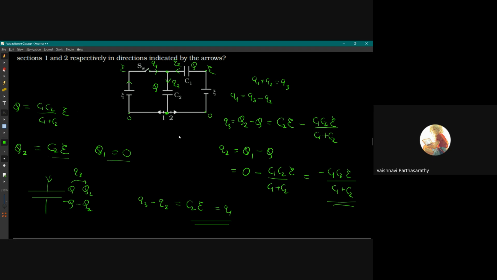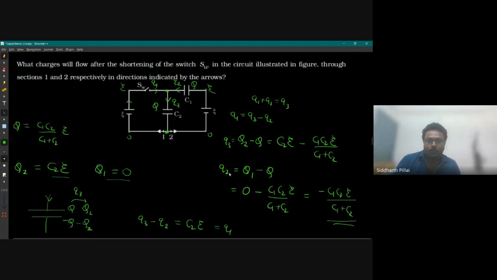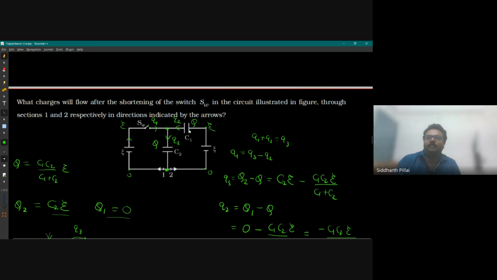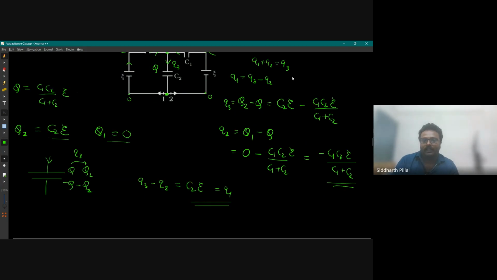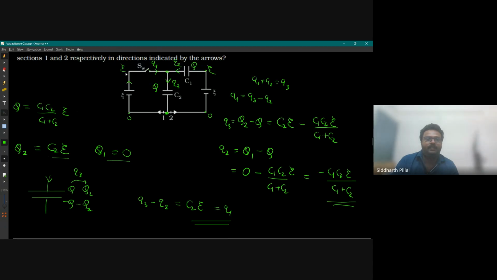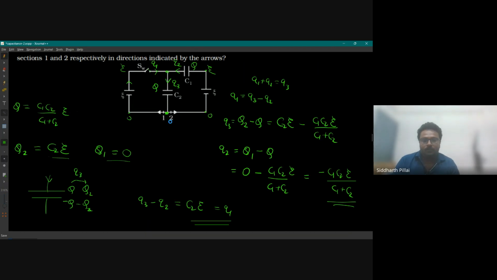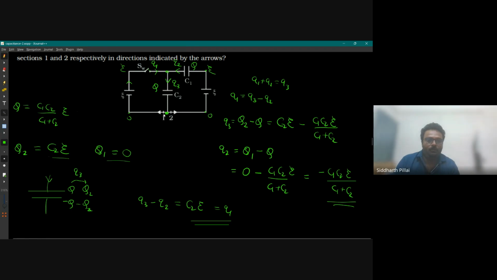Similarly, this small Q2 is the same thing for the first capacitor, C1: final charge minus initial charge. The final charge we found out is 0 because there is no potential difference. The initial charge we knew, so the difference gives us Q2. Now from the junction law, Q1 is nothing but Q3 minus Q2. So when I take the difference, I get the charge that is flowing in this left branch immediately after turning on the switch. Those are the answers, the charges through points 1 and 2.